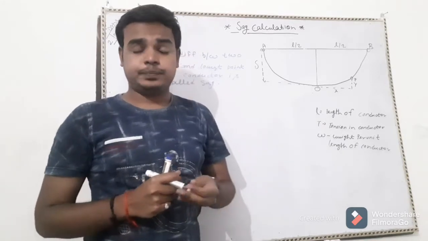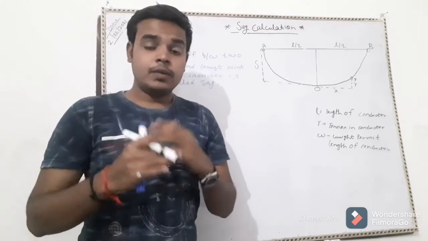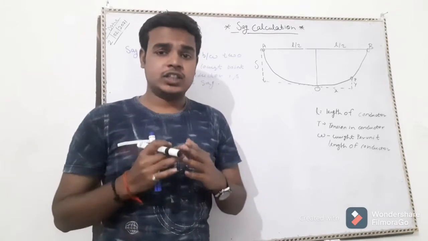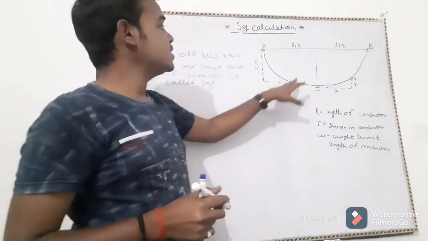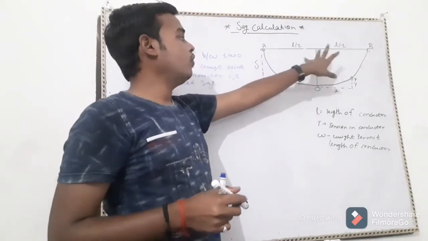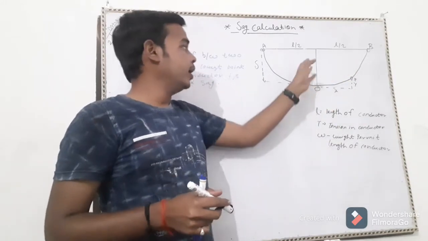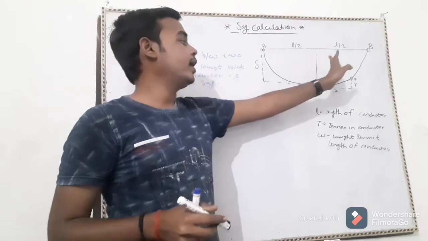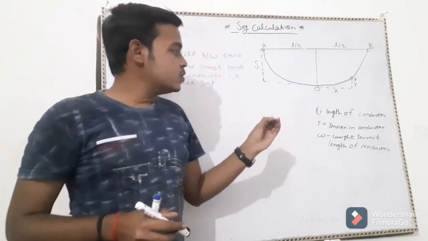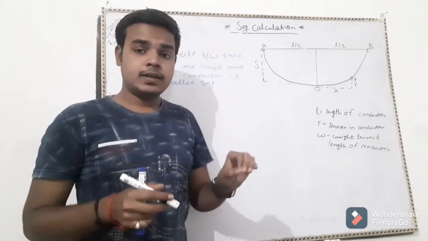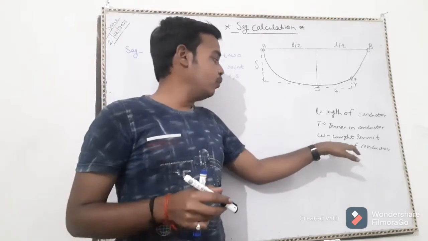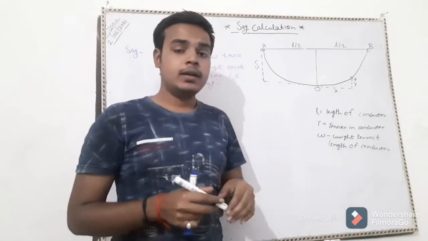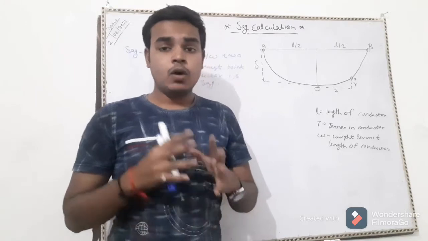Now we will talk about sag calculation. We know here is a conductor of length L, and the length is divided in two part L by 2 and L by 2. We will assume here a tension which is T and W is the weight of conductor per unit length.